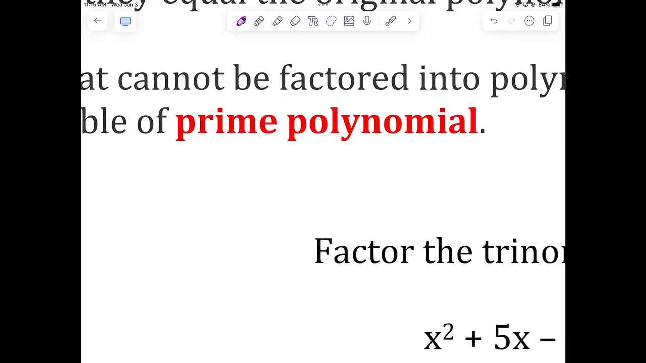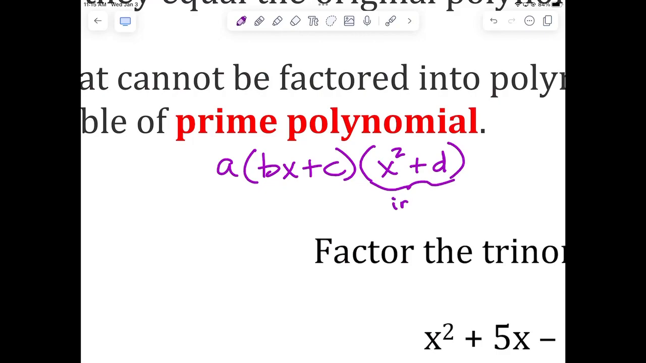A prime polynomial is going to be in the form like a times bx plus c, or it could be like an x squared plus d. This would be an irreducible. We talked about these irreducible squares. The sum of two squares is irreducible. The difference of two squares can keep going. But for the most part, we're looking to get it down to a constant times some linear factor, like a line, mx plus b or bx plus c, whatever you want to call it.